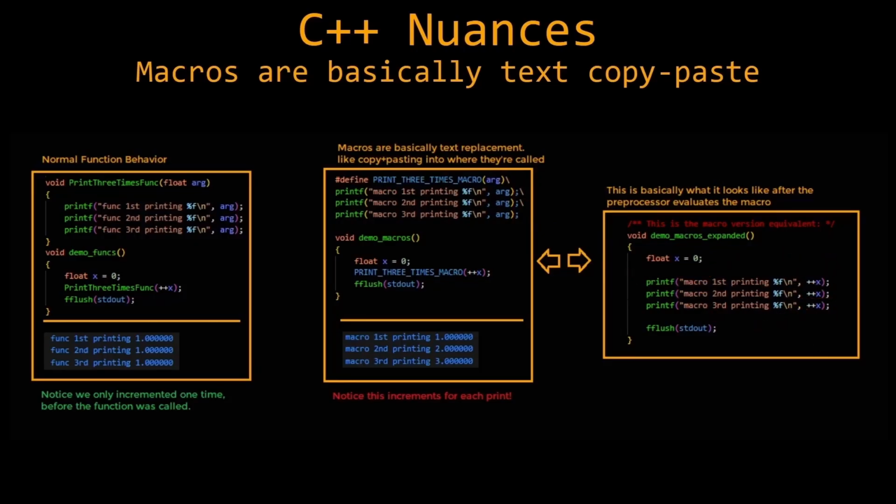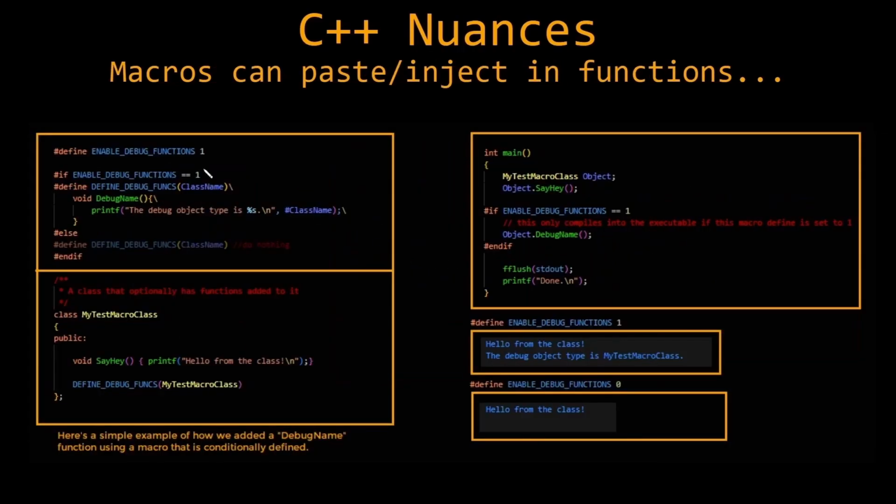And that's why in general in C++, it's recommended not to use macros in this way. But macros are still useful for basically copying and pasting functions around. So here I have an example of adding functions to a type based off a macro. There's this enable debug functions define I've set up here. You can set it to 1 or 0.